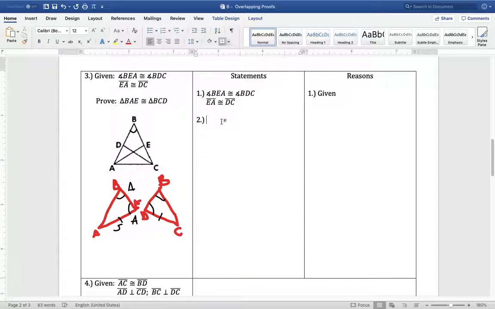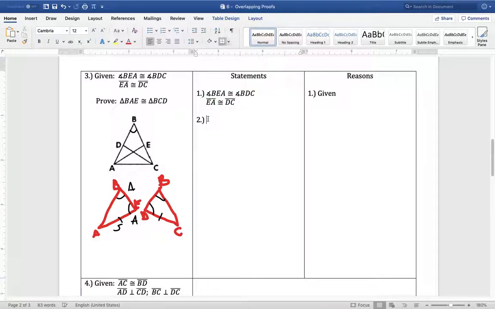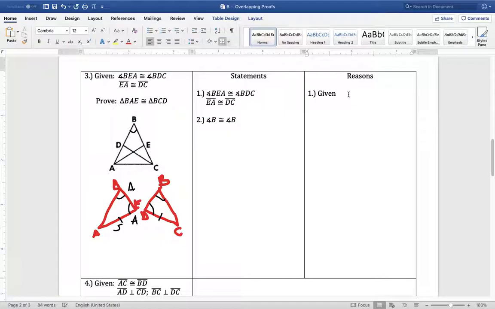This one's just going to be that, copy this little angle symbol here. We have angle B is congruent to angle B, congruent to itself. And this is going to be reflexive. Of course, it's going to keep doing this to me. There we go. And this is reflexive.